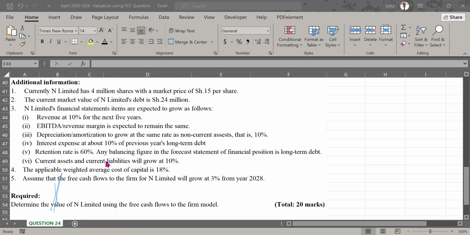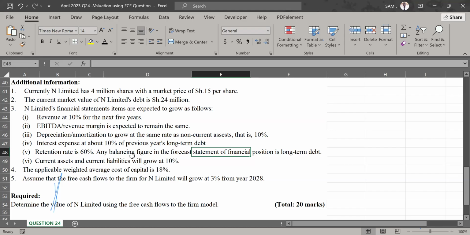Now, note number 4 is telling us what? It's telling us the applicable weighted average cost of capital is 18%. Now, in these computations and as we build the forecasted statement of profit or loss and the forecasted statement of financial position, that note number 4 of the weighted average cost of capital has very little role to play, and it doesn't affect any of our computations at this level. We will use it, but not now. So we just note that the discount rate is 18%.